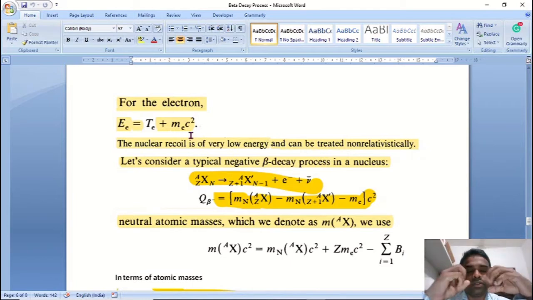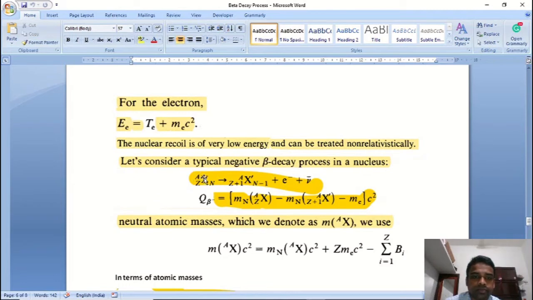During the reaction, when it emits, there is a recoil energy for the nucleus on the opposite side. The nucleus is a large mass object, so its movement, its recoil energy, is very low. The kinetic energy is very low when compared to the kinetic energy of the electron beta particle. Therefore we use the non-relativistic equation for nuclear energy. Let us consider a typical negative beta decay process in a nucleus.